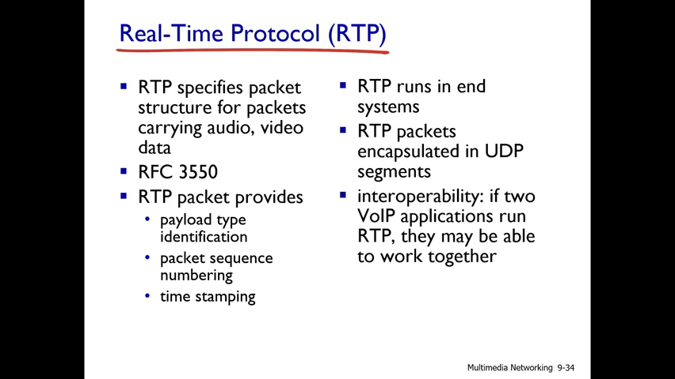One more thing I want to highlight: the RTP packet provides payload type identification. What is that payload type? Everywhere, for TCP and UDP, we have their structures, right? The TCP segment structure is there, the UDP segment structure is there. Similarly, in the RTP segment there is the payload type. It identifies the payload, and it also has packet sequence numbering, which is the packet number in sequence as it moves from one place to another.